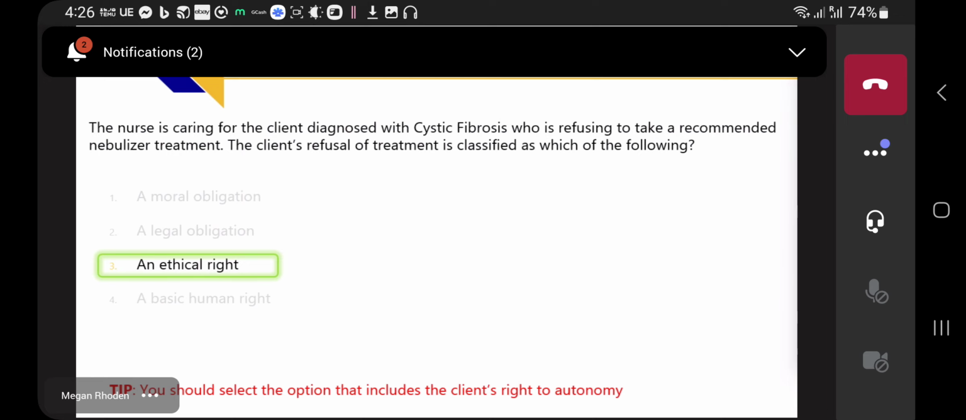So, let's talk about why number one, two, and four would not be correct. Number one, a moral obligation would be taking the treatment based on an ethical principle. Number two, a legal obligation would be one required by law. And number four, basic human rights are rights based on the fundamental belief in the dignity and freedom of humankind. So, the question number three, the answer is number three, an ethical right.